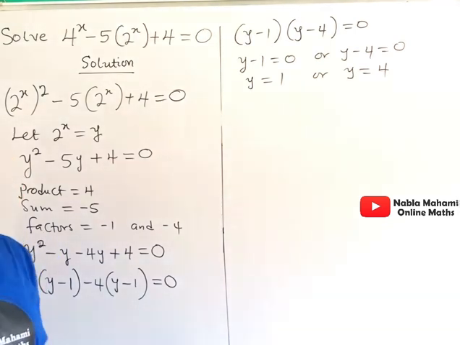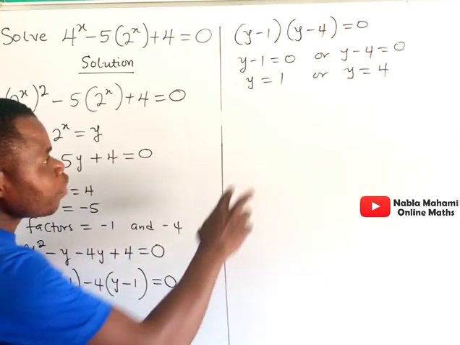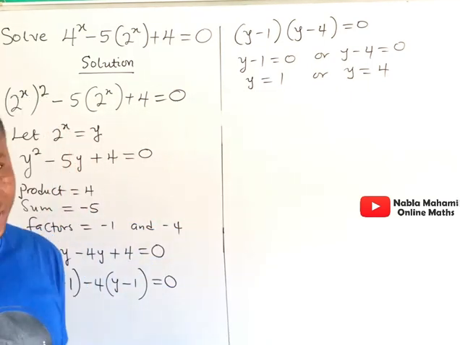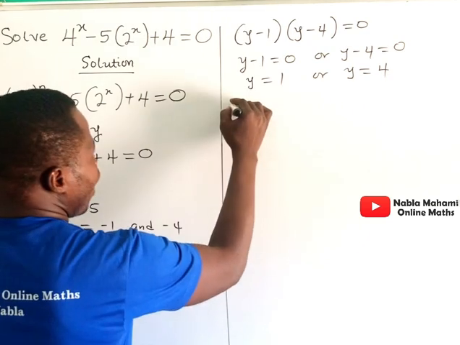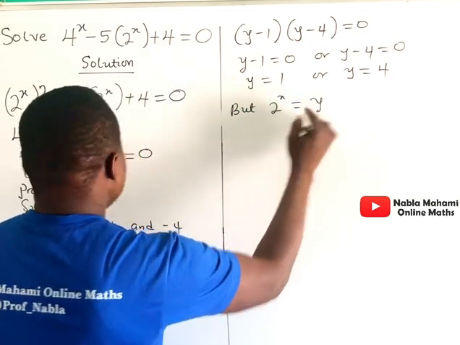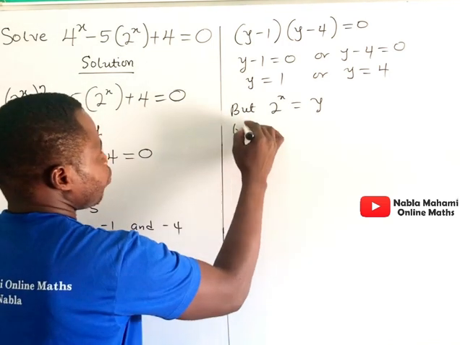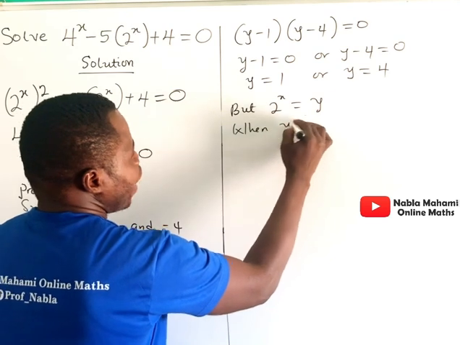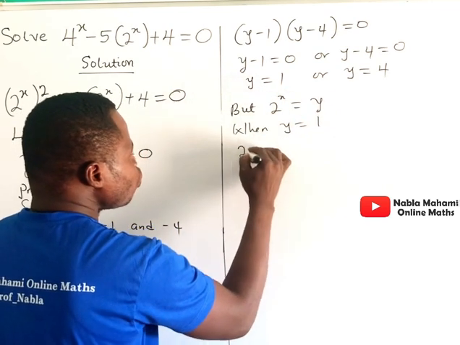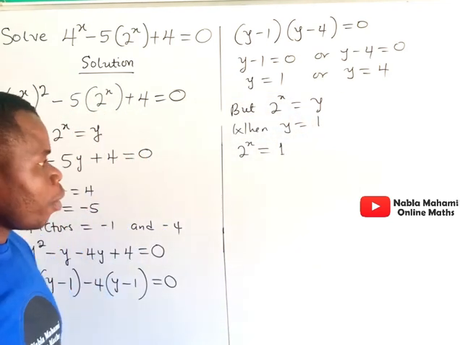But we are not asked to find these values. We are asked to solve for x. But these values will help us to solve for x. I can continue by saying that, but 2 to the power x is equal to y. I'm coming back to this particular point. So I can now say that when y is equal to 1, it means that 2 to the power x will be equal to 1. I'll take y and write this 1 there.